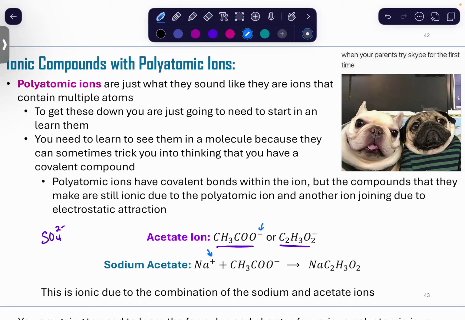So as you see here down at the bottom, you have your sodium ion at a +1. You have your acetate ion at a -1. So you see that the +1 and the -1 come together to form a zero or a neutral compound, which is your sodium acetate. So just like naming other ionic compounds, you're going to do the name of your cation, name of your anion.